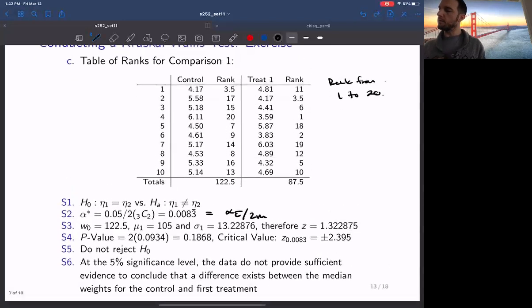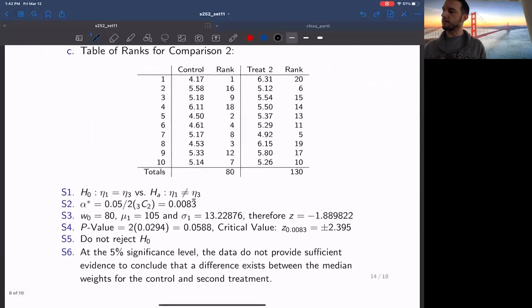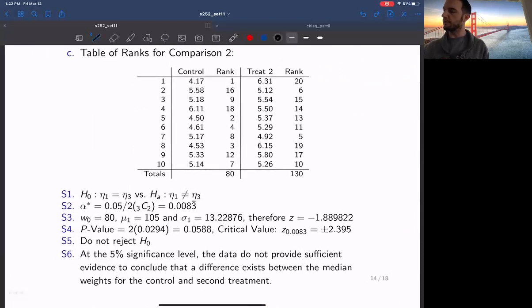All right. So now we would have to do the same thing for the other 2 comparisons. So in comparison 2, we have control versus treatment 2. You can see the null and the alternative here are A to 1 not equal to A to 3 in this case. We have the same alpha star. Now our test statistic is a value of 80. We have mu1 is 105, sigma 1 is 13.22876, and then we have the z-score of negative 1.889. And that corresponds to a p-value of 0.0588. And you can see the critical value is 2.395 in this case. So again, we would not reject.